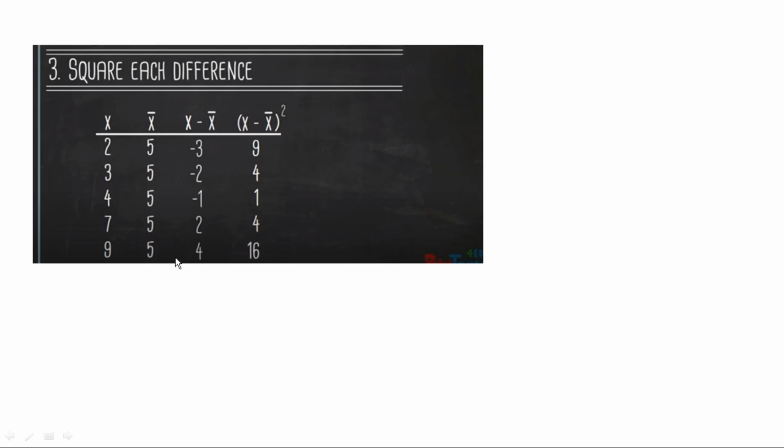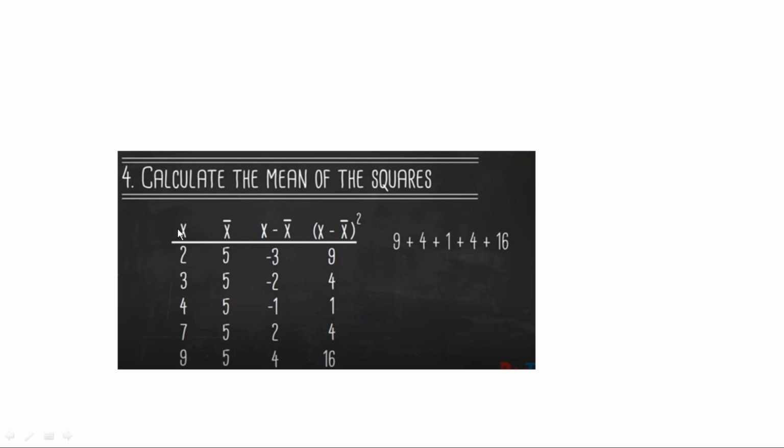Of course, this is not the end. The next part is very important: you have to calculate the mean square value. Earlier, we first took the mean value of the individual observations. Now we are trying to get the squared differences, that is, the differences between the calculated mean and the individual observations. Those differences are squared, and we are going to calculate their mean. Now, all of you know: 9 plus 4 plus 1 plus 4 plus 16.